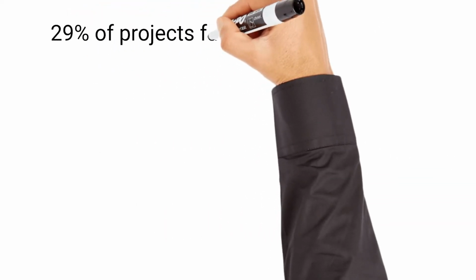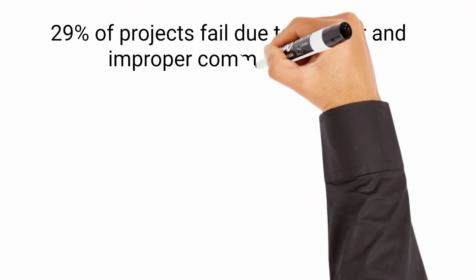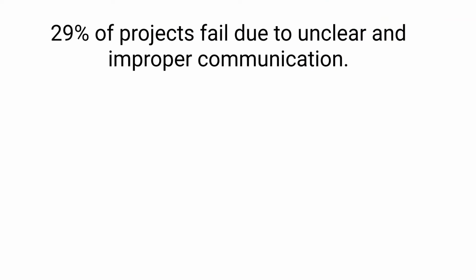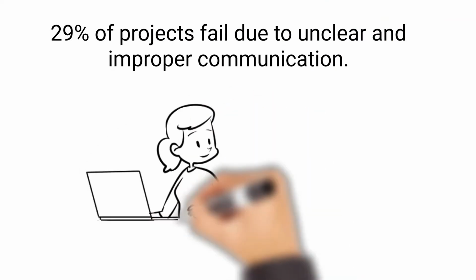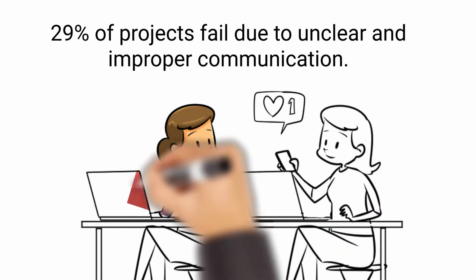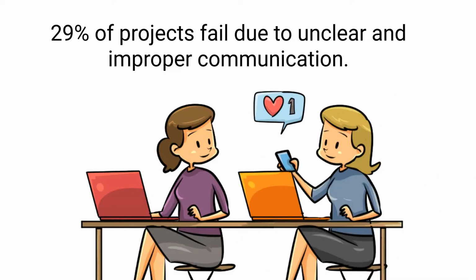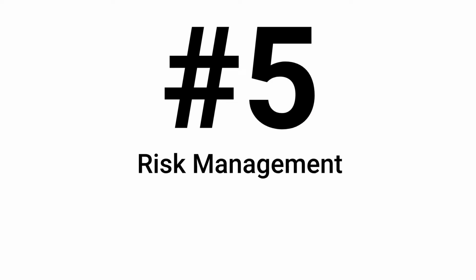29% of projects fail due to unclear and improper communication. Not having a clear communication matrix between project team members can lead to severe delays and cost overruns. Communication delays can cause wasted effort, misdirected resources, lost time, and idle man-hours in project management. The fifth one is lack of risk management.